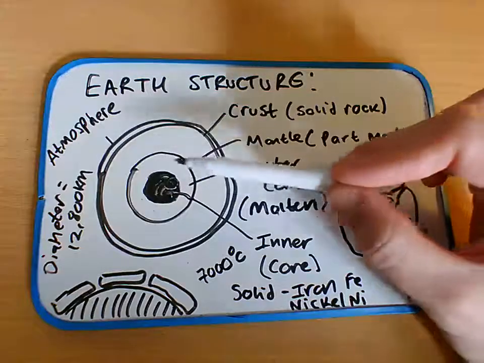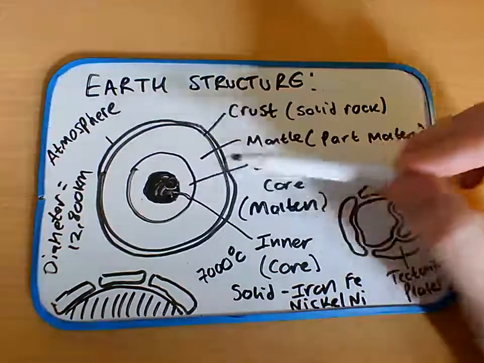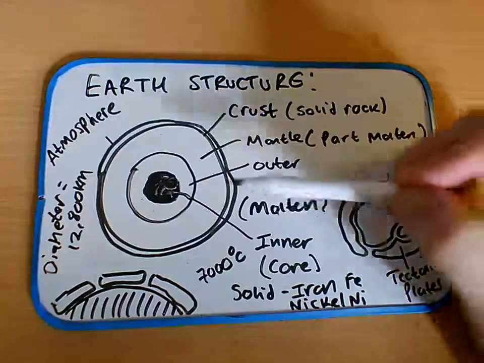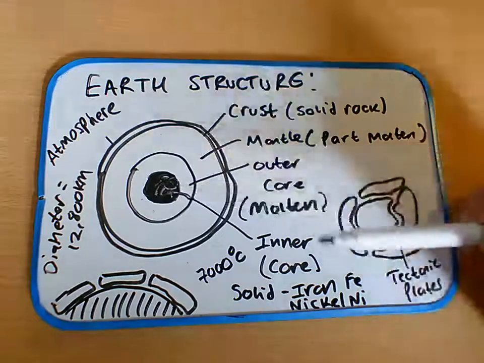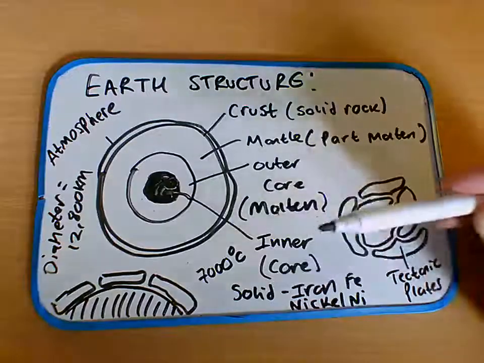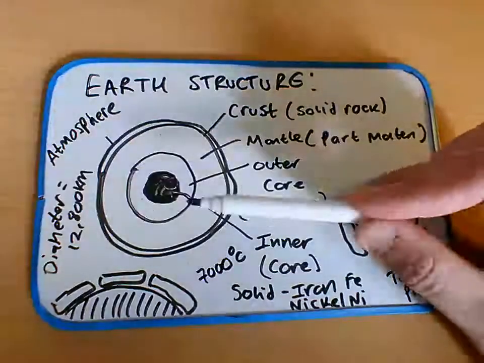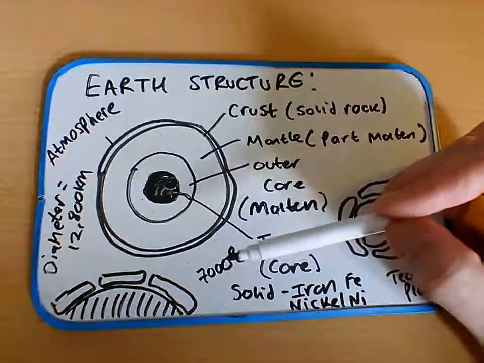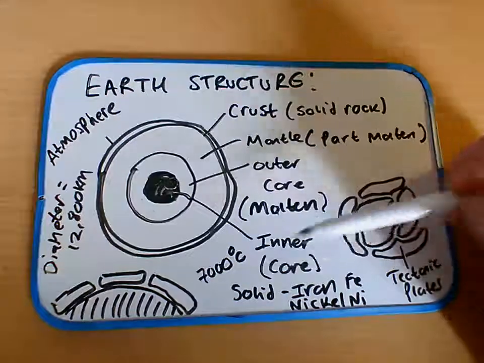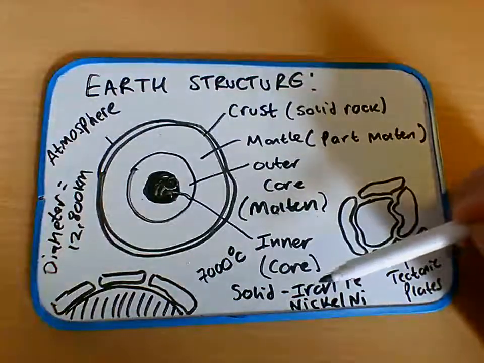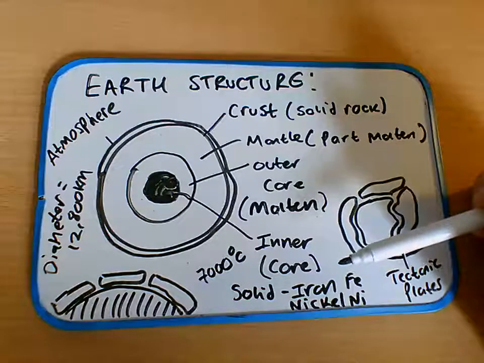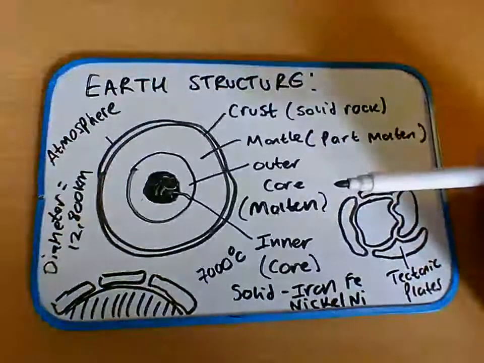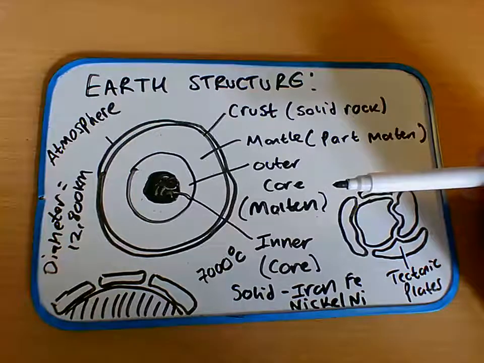We've got the core then, which is made up of two separate layers. We've got the outer core, which is molten, that is liquid. And then the inner core, which is solid. Now the inner core is very, very hot. So it's up to about 7,000 degrees Celsius and is mostly made up of the metal iron and nickel. Now these two metals are both magnetic, so that causes the Earth to have its own magnetic field, which I know you look at in physics.